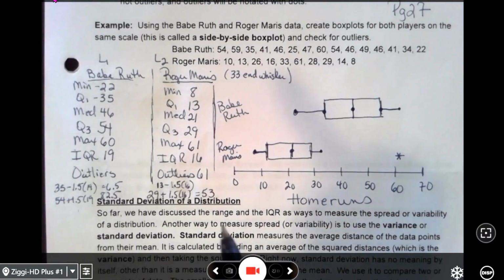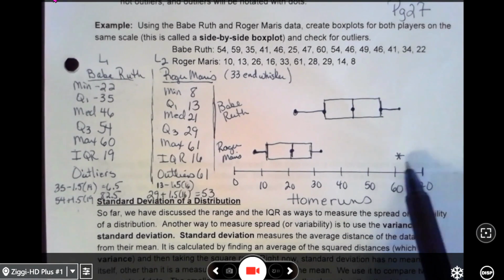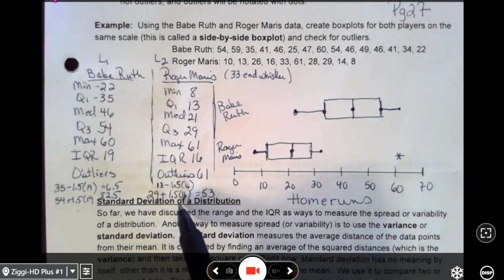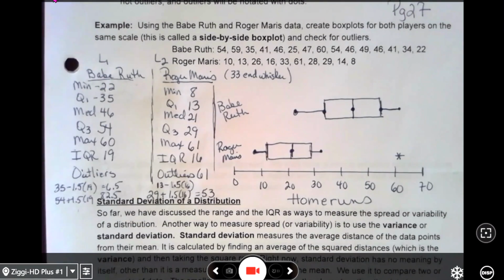And so notice that the only one I was really worried about was this little guy right here, right? We saw him way over there. And so I really am only concerned about this guy. And it was 53, and 61 is greater than 53. So we do have an outlier at 61. Okay, so that is the comparative box plot.